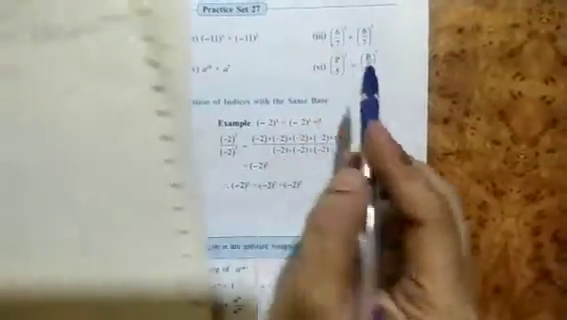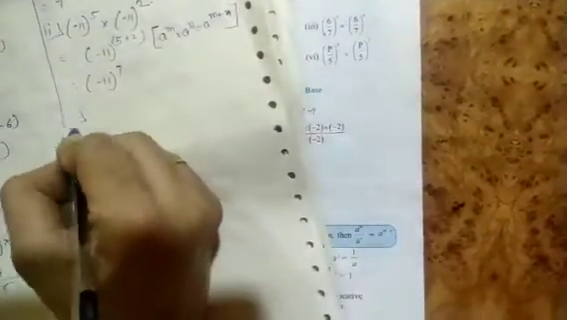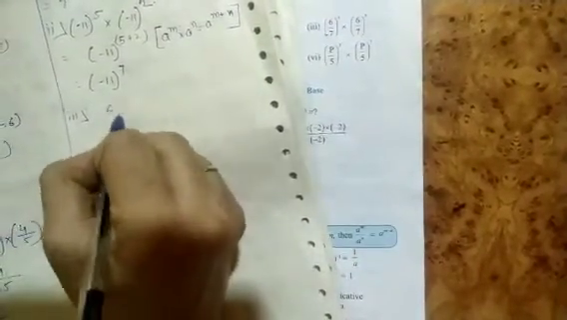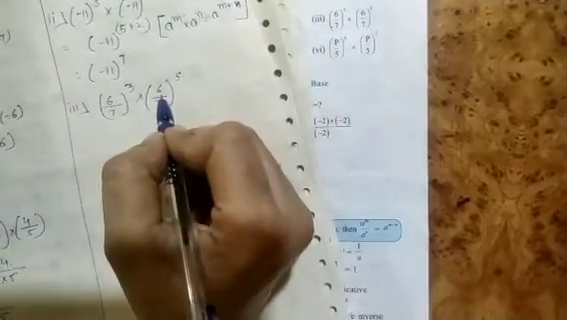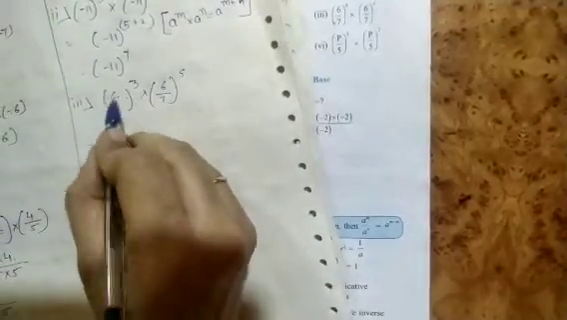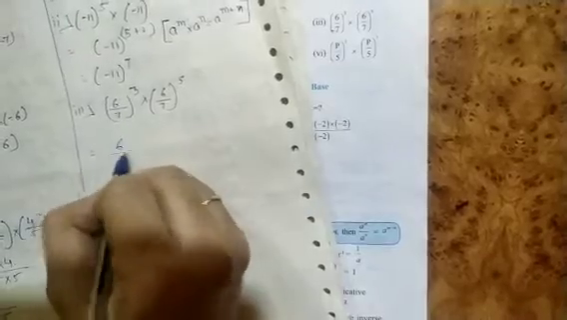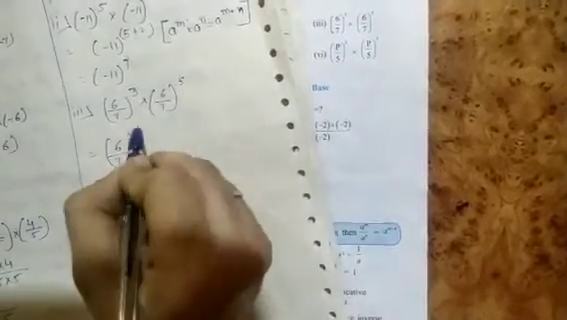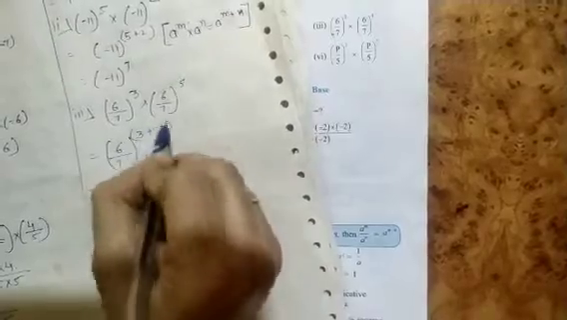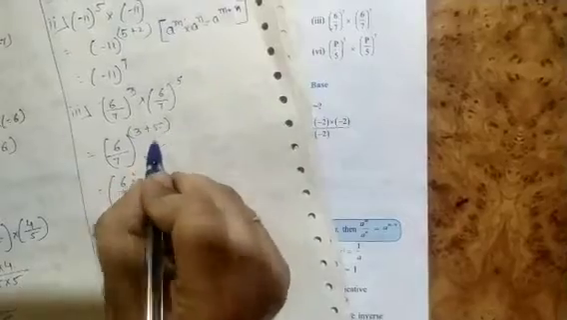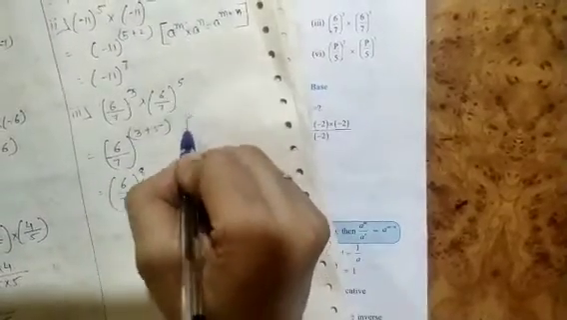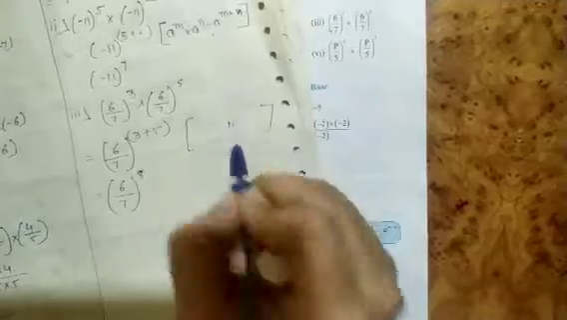Okay, now see the third one. What is the third question? That is 6/7 raised to 3 into 6/7 raised to 5. Okay, then here the base is 6/7, then we will write it as it is and add the index, that is 3 plus 5. Then what is your answer? That is 6/7 raised to 8, since 3 plus 5 is 8. Here also write the same formula.